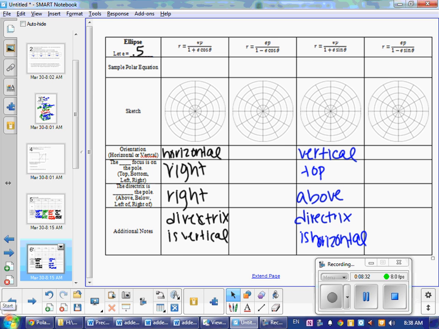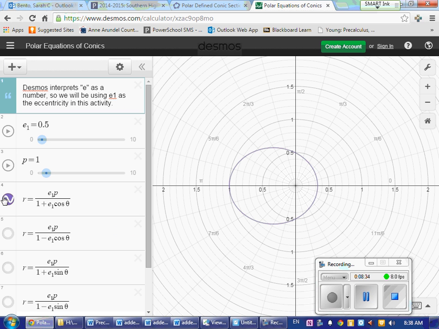So let me go back to the graph to show you. So we're talking about 1 plus sine theta. So here's my ellipse. My directrix is somewhere up here. It's a horizontal line, which means the pole is the top of the two foci.